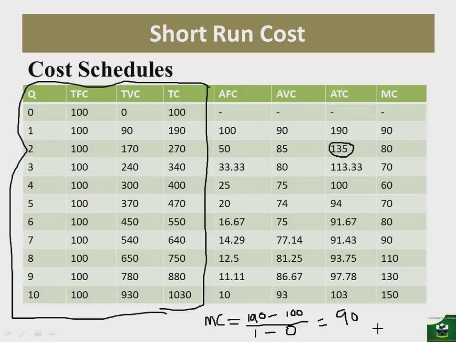For the second unit of output, our marginal cost will be 80, obtained by subtracting 270 minus 190 divided by 2 minus 1. And this will give us our 80 here. For the third unit of output, it will be 340 minus 270 divided by 3 minus 2, and the answer we'll get is 70. So our marginal cost will be 70 for this level. You can do the same for all these numbers and verify that these are the marginal costs that you will get.